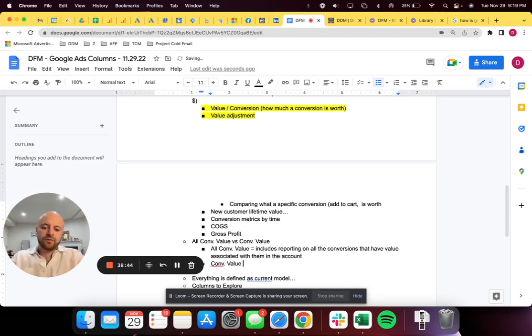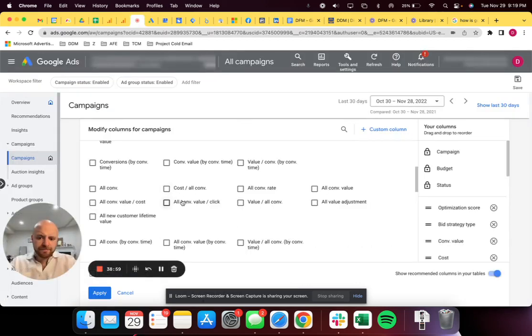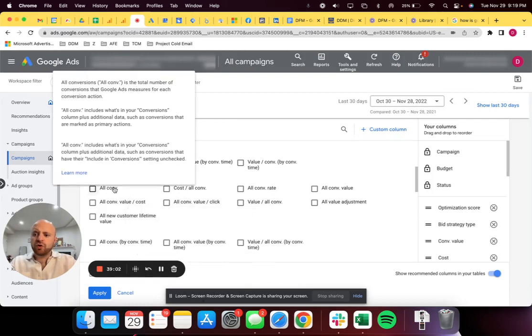Conversion value includes reporting on all the conversions that have value as long as they are, I think, as long as they're primary. The total number of conversions that Google Ads measures for each conversion action includes what's in your conversions column plus additional data such as conversions that are marked as primary actions. So I was right. All conversions includes what's in your conversions column plus additional data such as conversions that have their include in conversions setting unchecked. So whether you're tracking them as conversions or they're not primary.